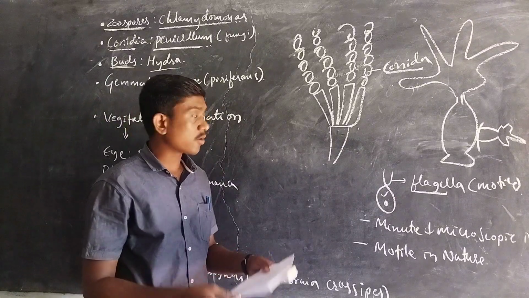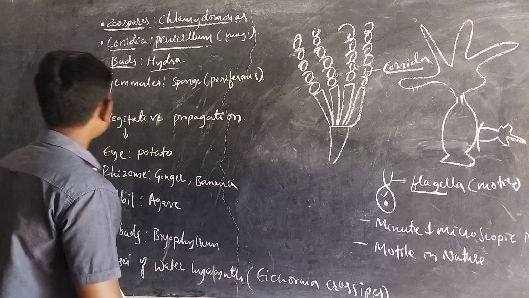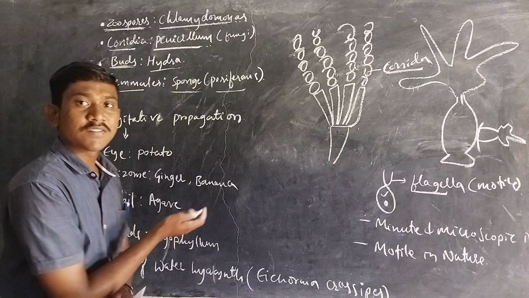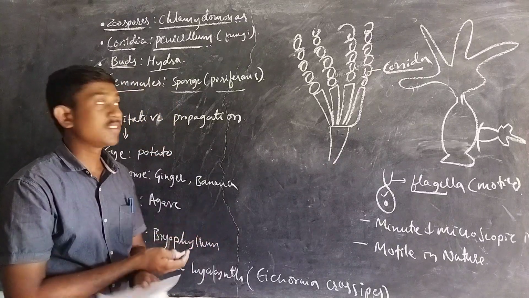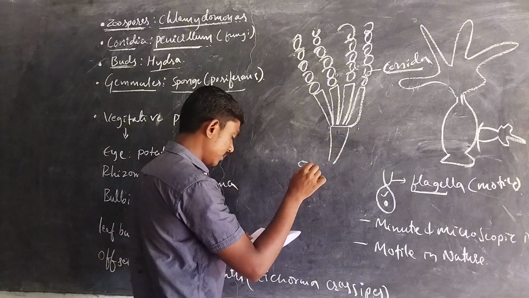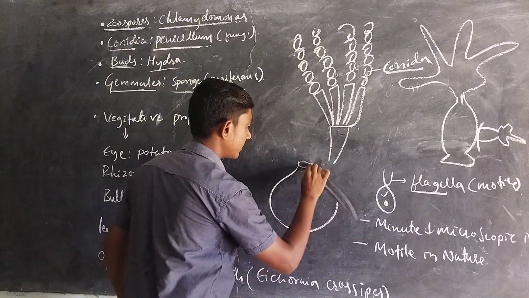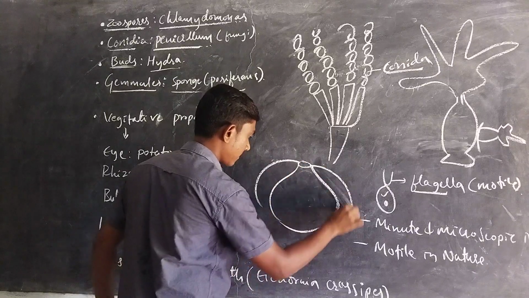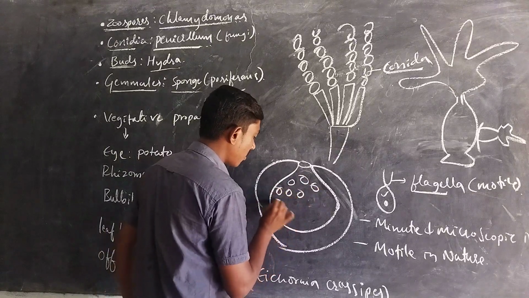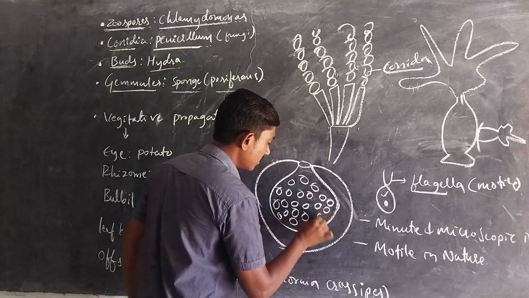So these are the most important, promising structural units of the asexual mode of reproduction. And the very next one is the gemmules in case of the sponges, that is, the poriferans. In most of these animals, asexual reproduction occurs just with the help of the gemmules. The structure of the gemmules is mentioned in your NCERT like this. Within this structure there are small, microscopic structural units that we call the gemmules.